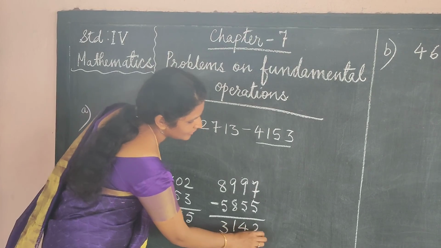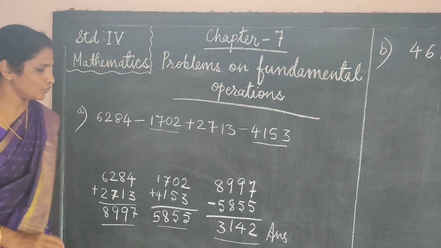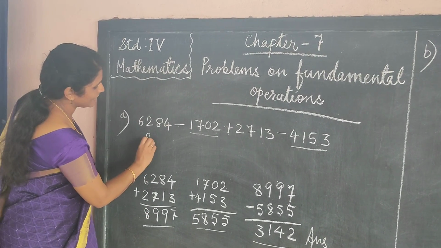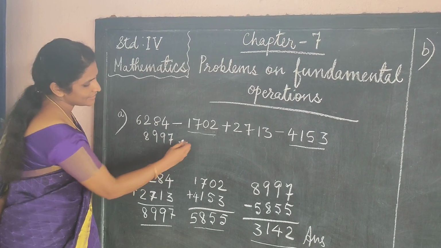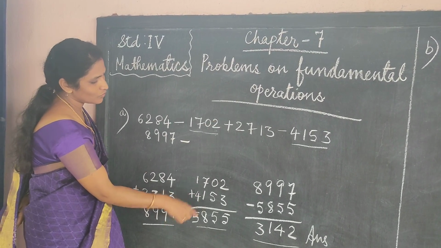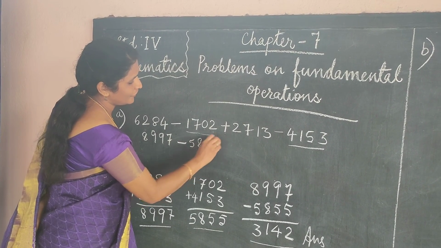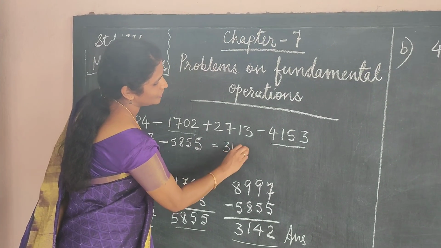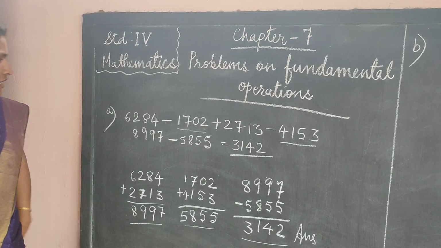We got the answer 3142. You can write here the sum of plus sign ones 8997 minus the sum of minus sign ones 5855 is equal to 3142. This is our final answer.